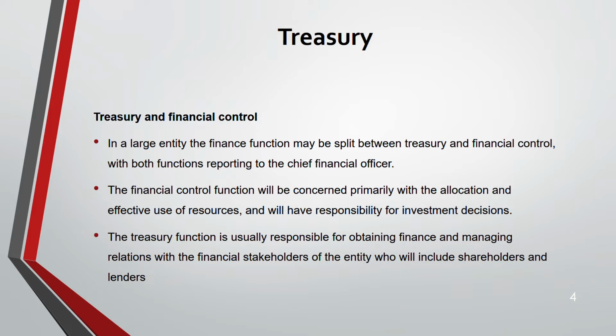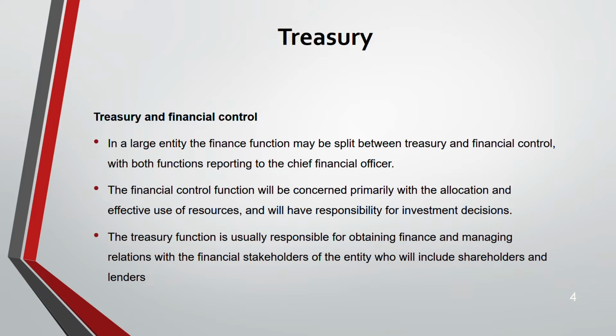Treasurer and financial control can also be split between two people, both of them reporting to the CFO, that is the Chief Financial Officer. The second bullet point says the prime responsibility of financial control is to make effective use of resources, and they have the responsibility for investment decisions. The third point is the treasury function. Financial control function is not so important for your exam. Most of the time it is the treasury function that they will ask, so focus on that more. But you can read aside what the financial control function is also. There's no harm in that. Knowing more is always good.